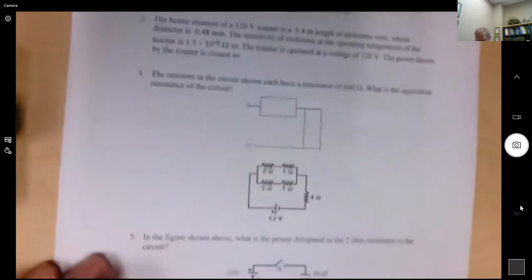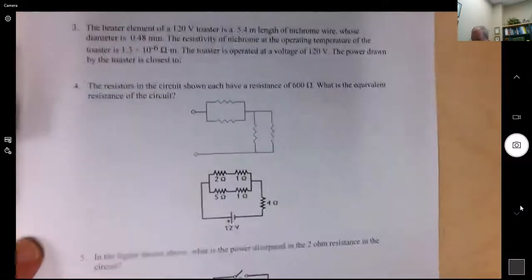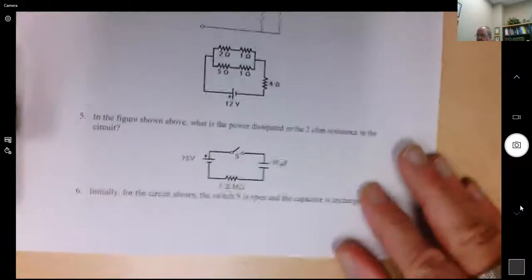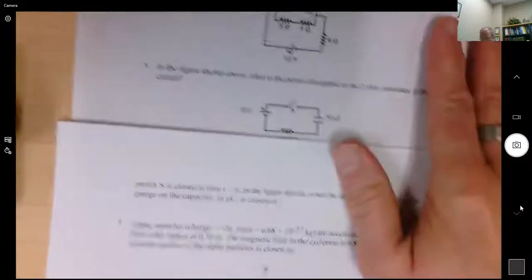Let's move down to problem number 6. Okay, just for maximum confusion, this is on 2 pages. I'll try to get both pages on here.